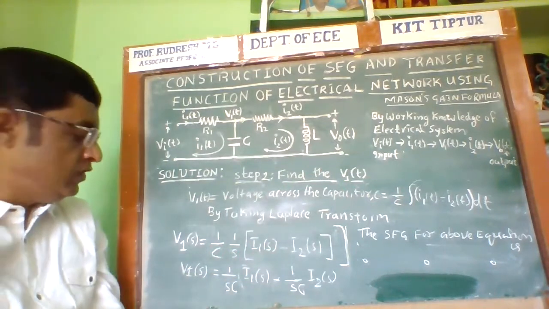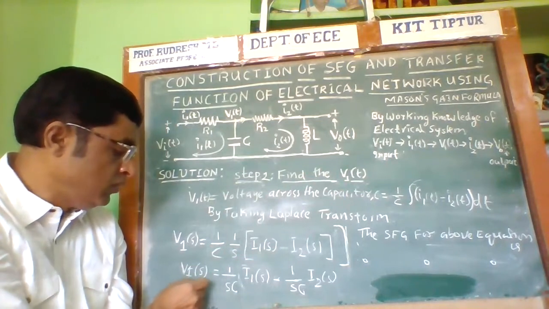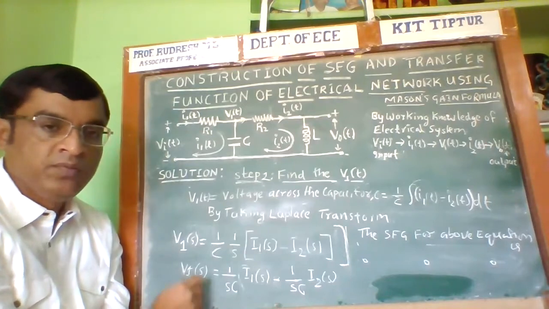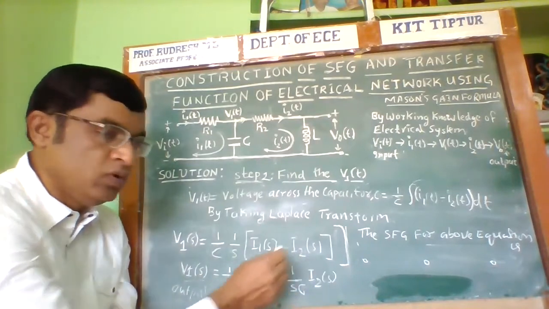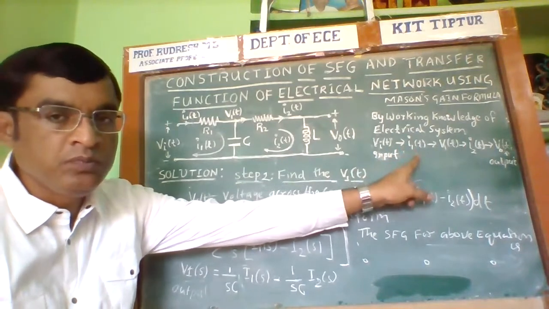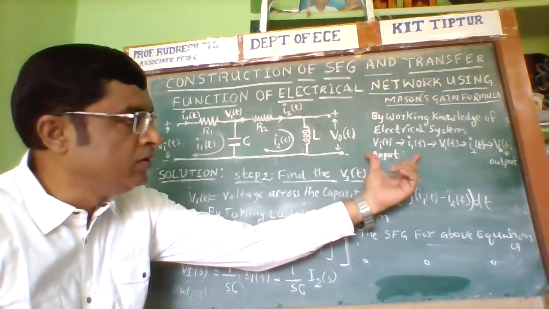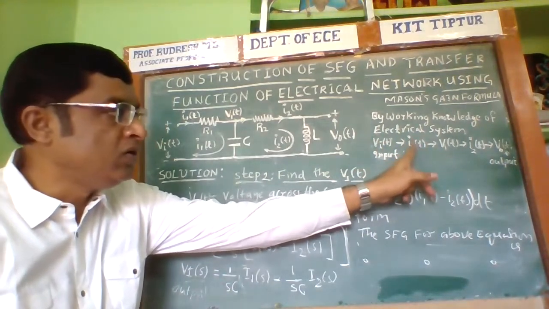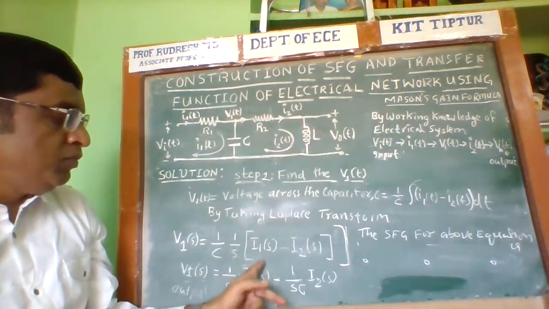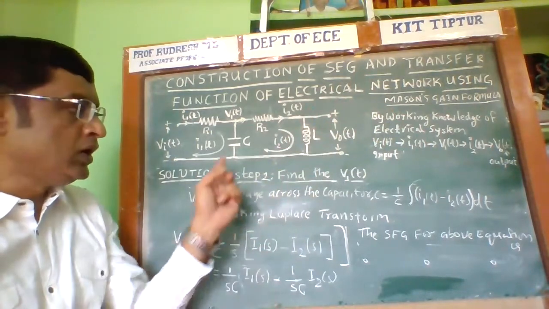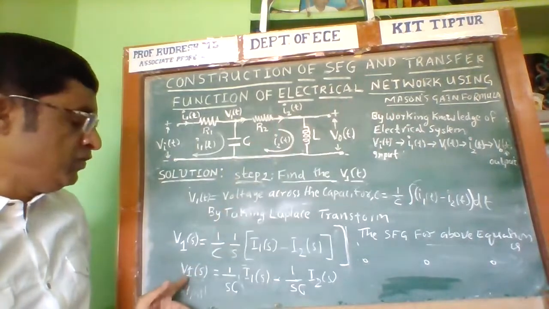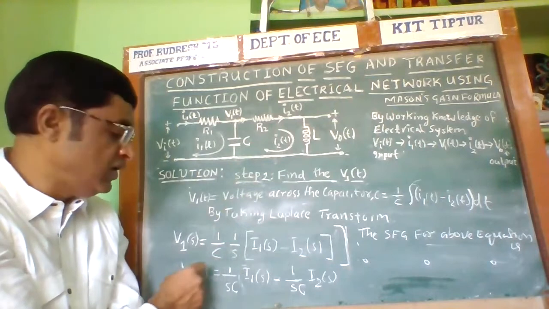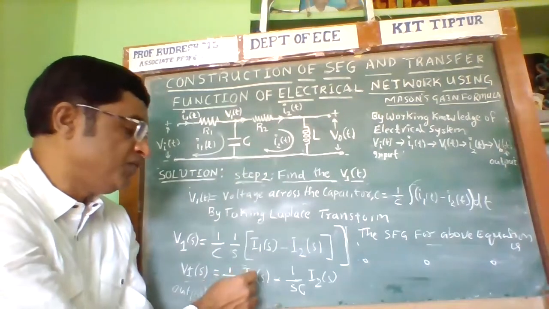Now this is the input, and this is the output. In the current section, this is the output, and these are the input. The output of the previous section, the first section, is the input for the current section. I1 of S is the input, and V1 of S is the output. There are three variables in the algebraic equation: I1 of S, I2 of S, and V1 of S.